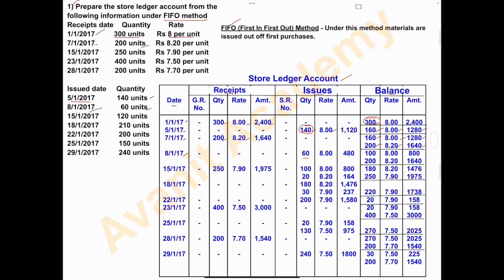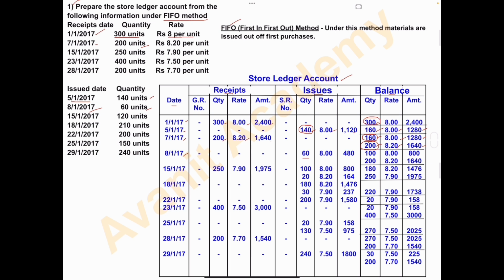So in balance, think that here two bags are there. In the first bag, how many units are there? 160 units, and the rate per unit is 8 and the total value is 1280. And we have one more bag, in which we have 200 units, and the rate per unit of this bag is 8.20 and the total value is 1640. We are preparing the store ledger account under the FIFO method, that is first in first out.